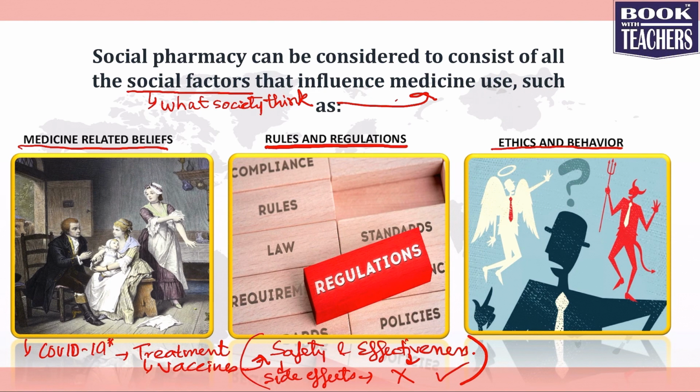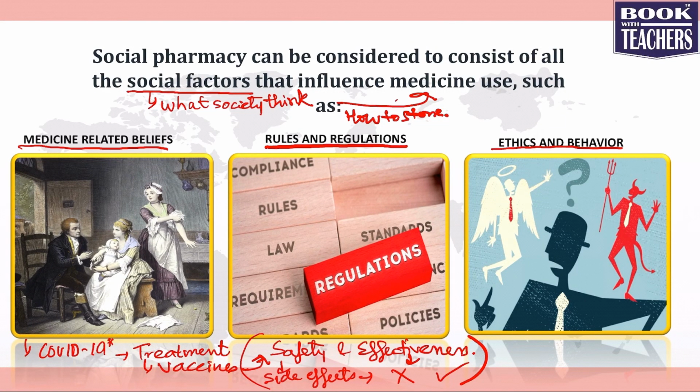Next, coming to rules and regulations. So rules and regulations basically means what we should do with the medication which we have. Can we give it to our friends or relatives? How should we store them? What to do with expired medication, etc. comes in rules and regulations.